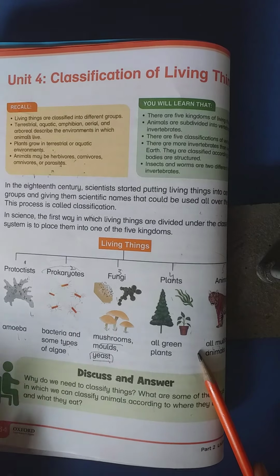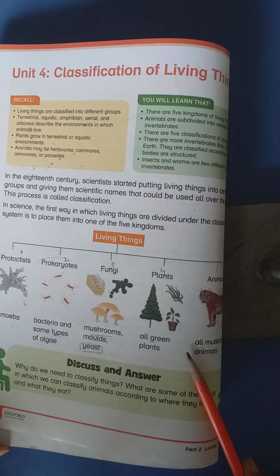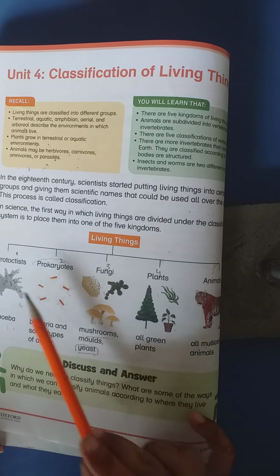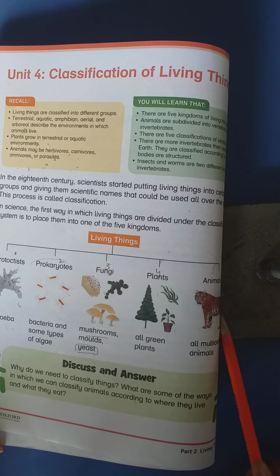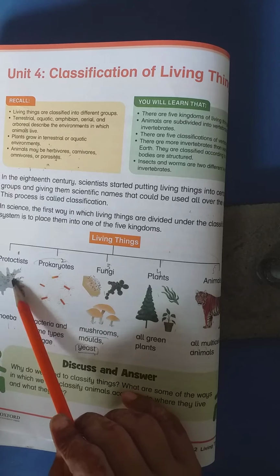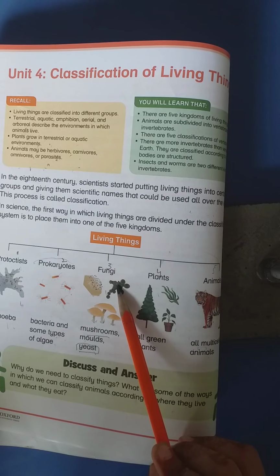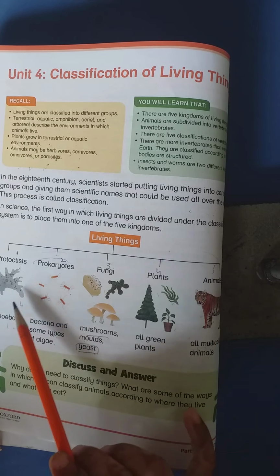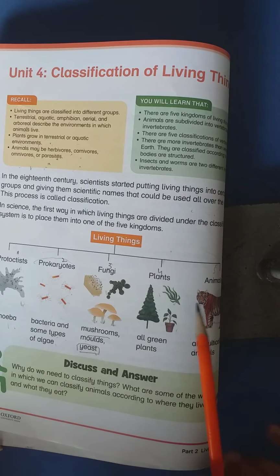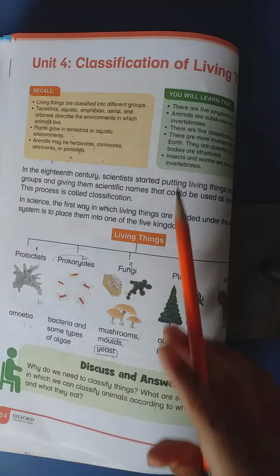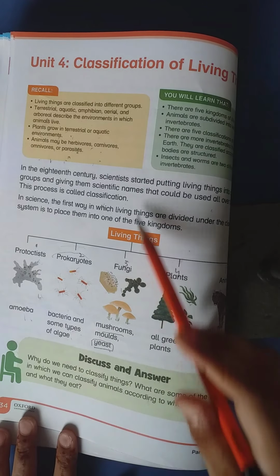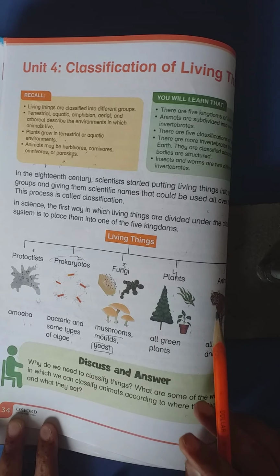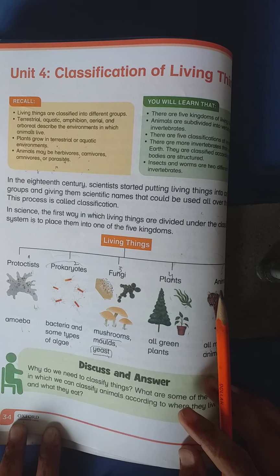Okay students, now your homework is you have to memorize the names of these 5 kingdoms. Okay, protoctists, prokaryotes, fungi, plants and animals. You have to memorize these 5 kingdoms. Also you have to read this paragraph, read page number 34 two times and underline the difficult words, and also send me your video on WhatsApp.